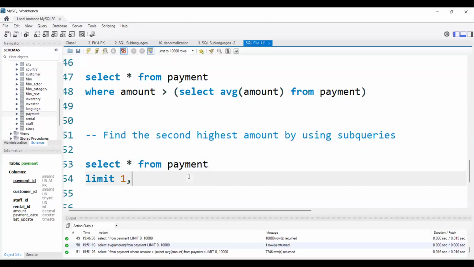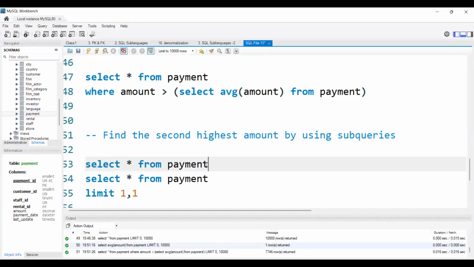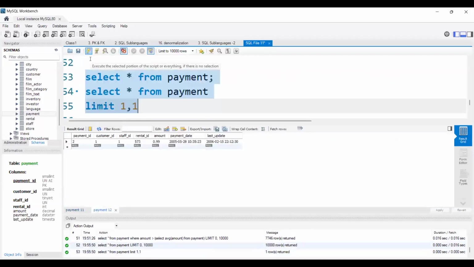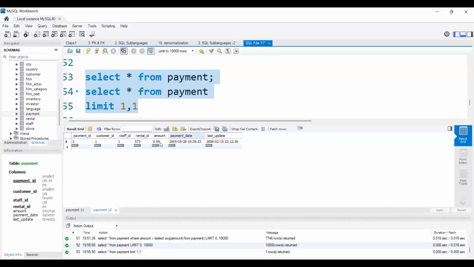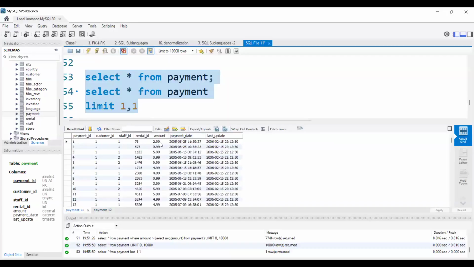Limit 1 comma 1, in the sense, I'm executing these two things. First, I'm executing the complete payment table, and next I'm executing this one. See, the first one just displays the complete table. In the first row, I have amount 2.99, second row 0.99. If, without using the ORDER BY clause, I directly use limit 1, it will show me the second row here.